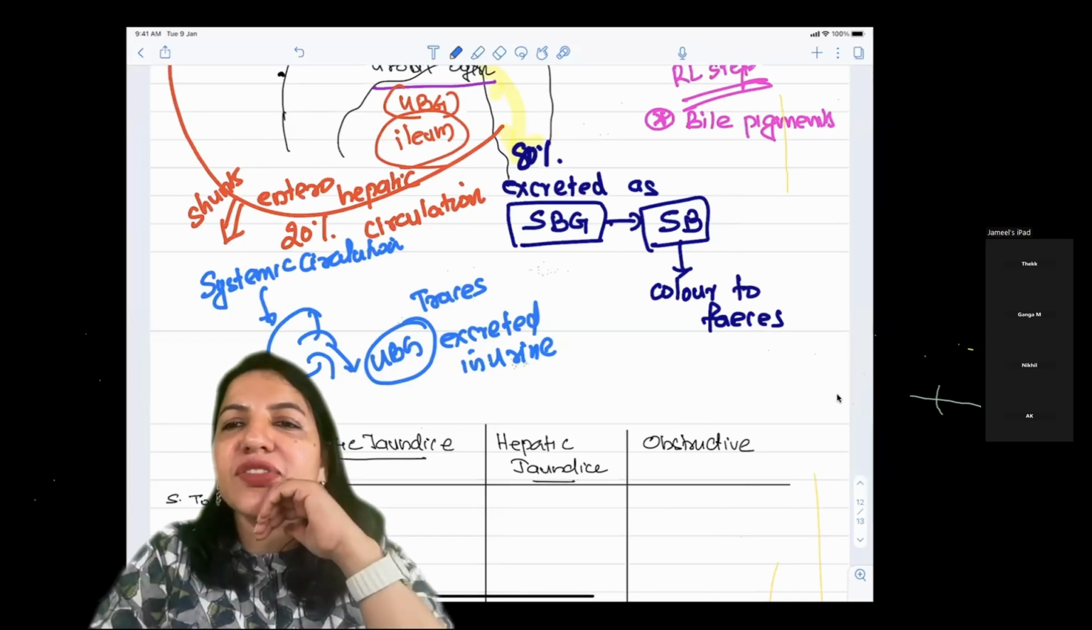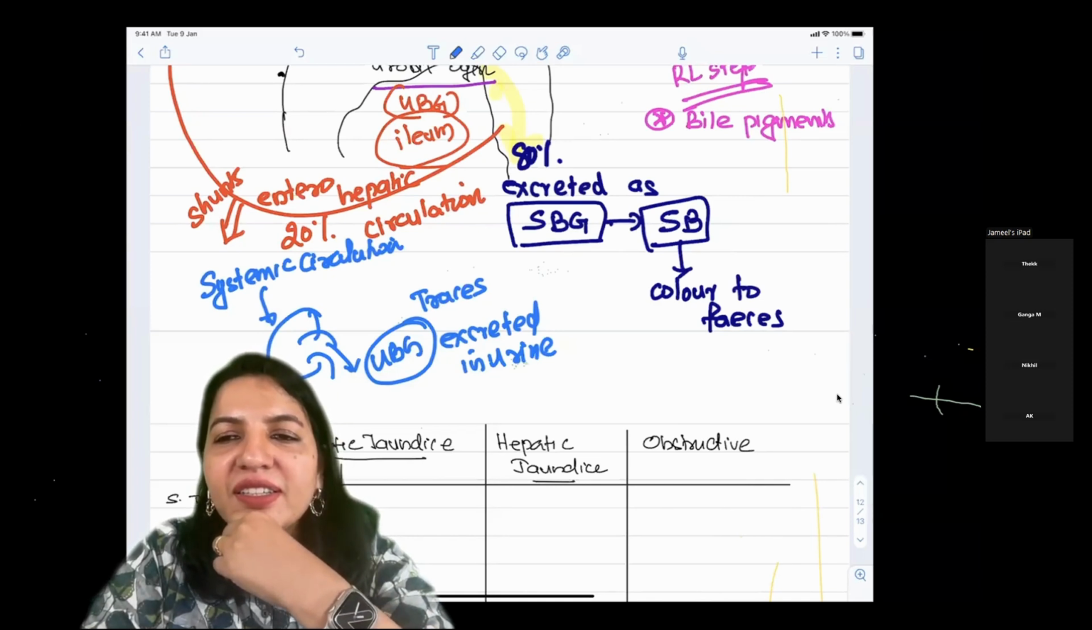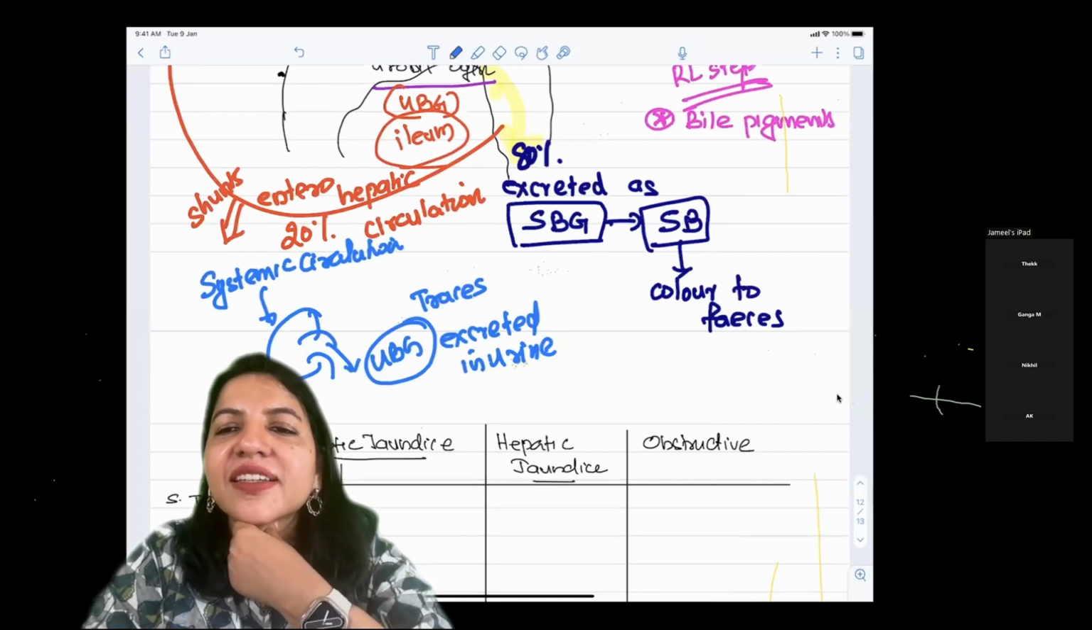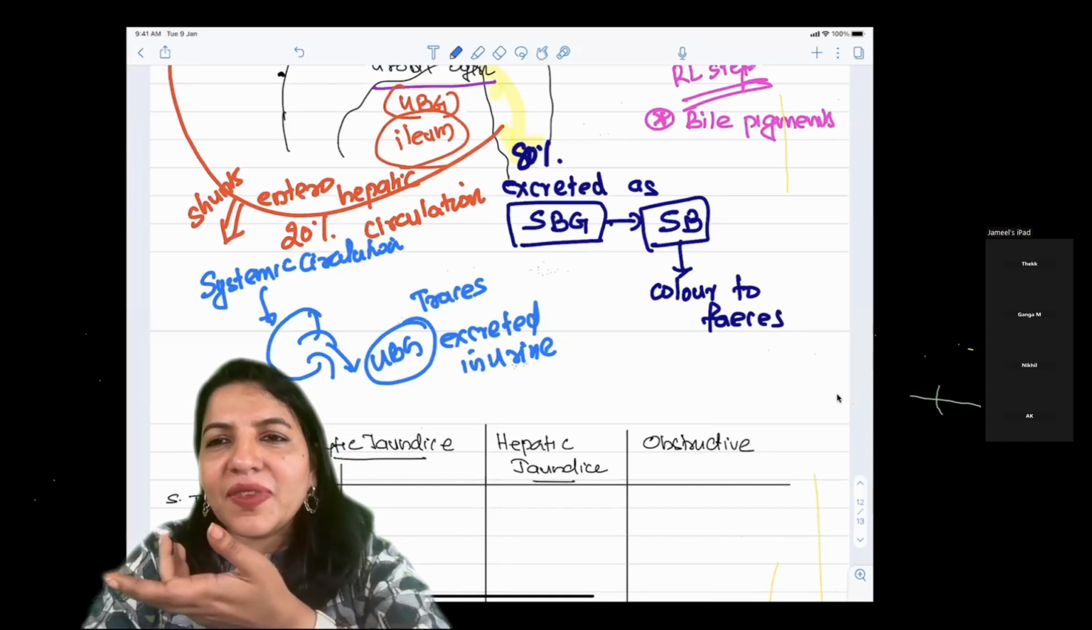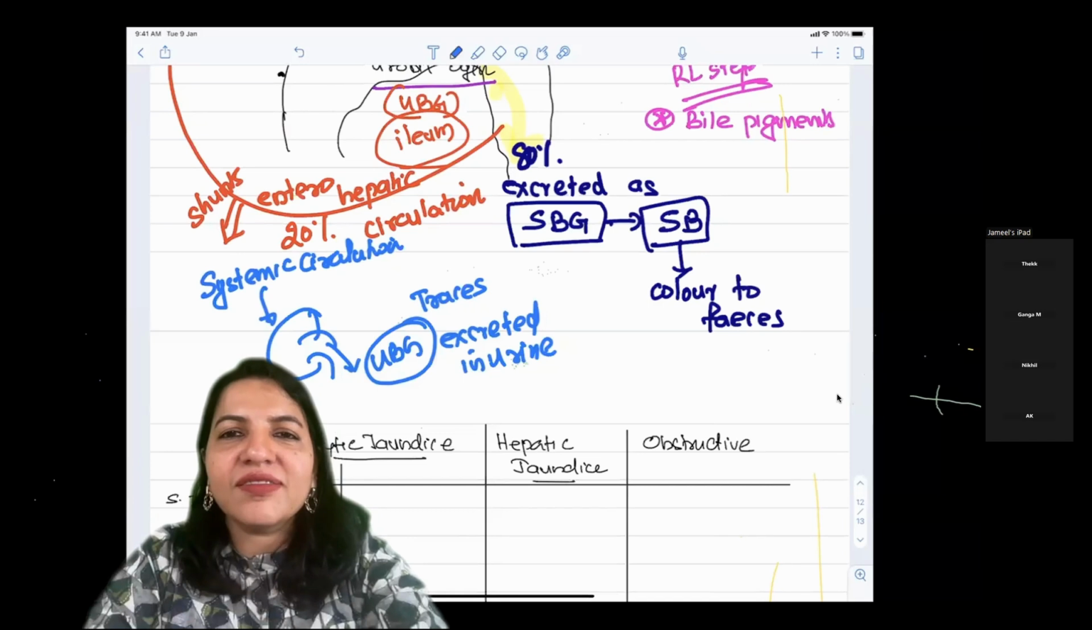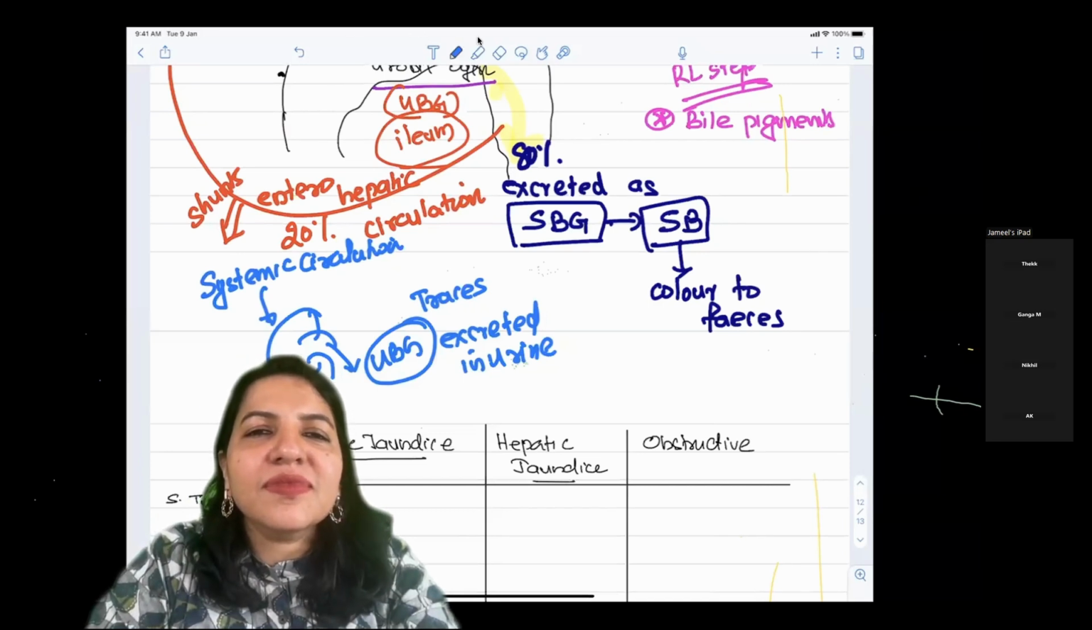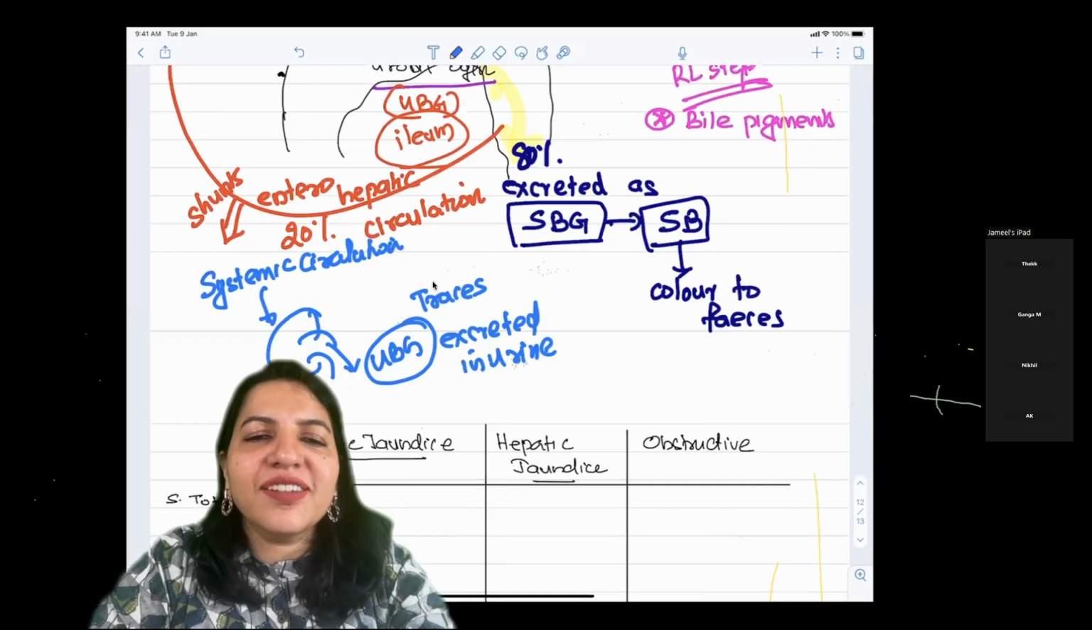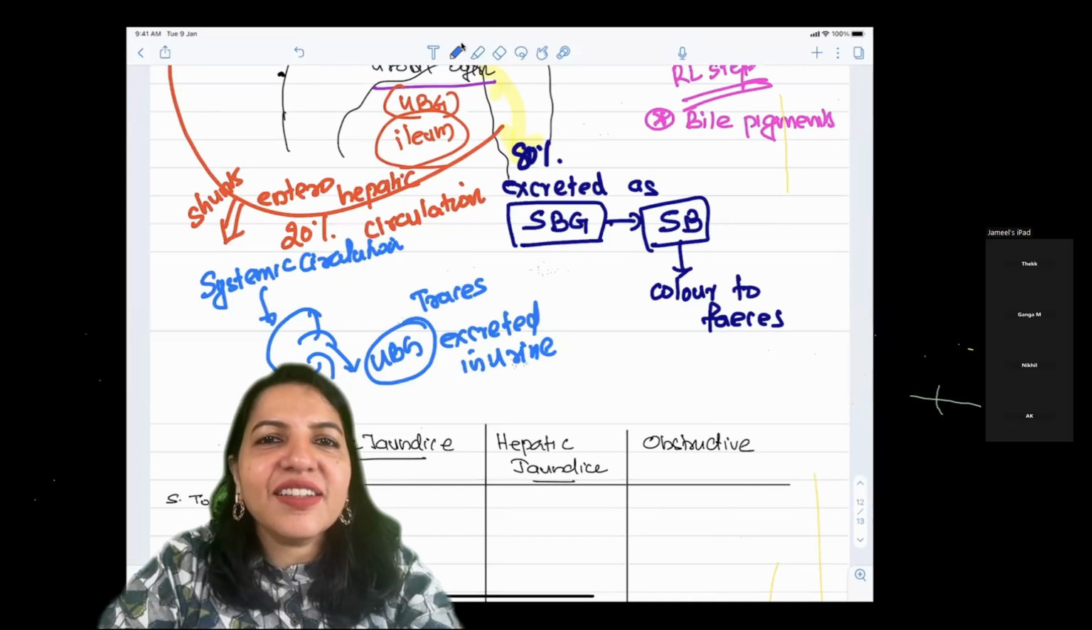Okay, fine. So what are the three fates of urobilinogen? Can anybody tell me? Three fates of urobilinogen. Fast. We need to finish the class. Yes, 80% as SBG, 20% undergo enterohepatic circulation, traces excreted in urine. Okay, very good.